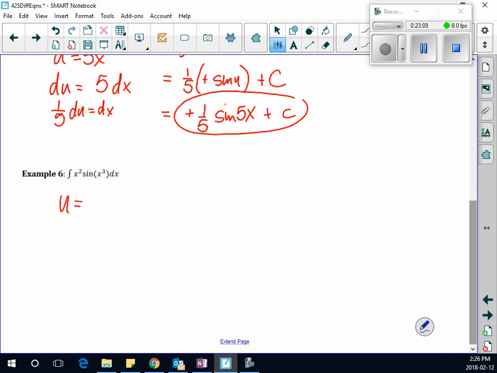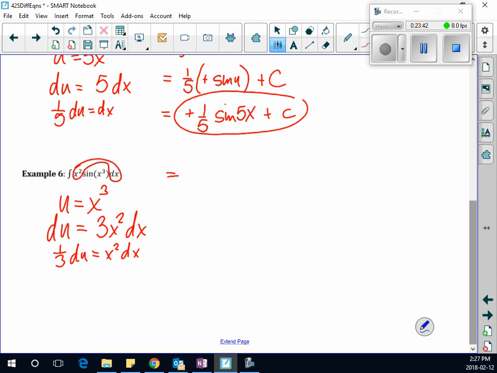So u equals x cubed. du equals 3x squared dx. Everybody good with how that magically appeared? Okay, now, does everybody see I have an x squared dx, but not a 3x squared dx? So what do I have to do? Divide by 3. So 1/3 du equals x squared dx. Again, you don't have to show this. You can just put it directly into your integral like that.